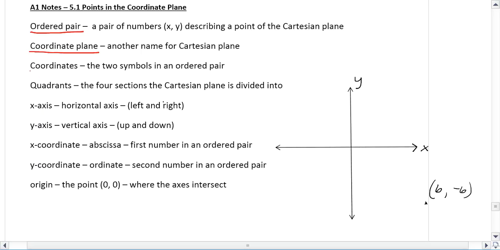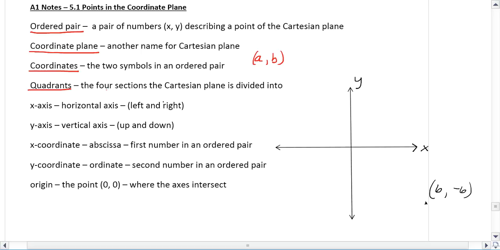The coordinates are the two symbols in the ordered pair. A lot of times we use x and y, but we could also use other letters like a and b, and they go alphabetically. So if we were asked to graph an A and B, the A would be the x number and the B the y, because it would show up alphabetically.